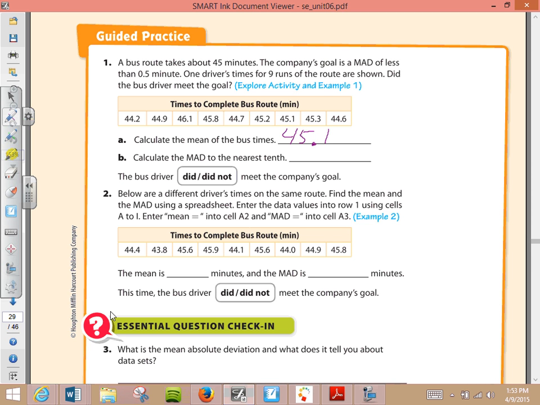So, how do you calculate the MAD? What do you need to calculate it? Yes, the distance between all of these numbers and the mean. So I'm not going to go over those, but what is the MAD for this situation? Repeating? 0.4 what?